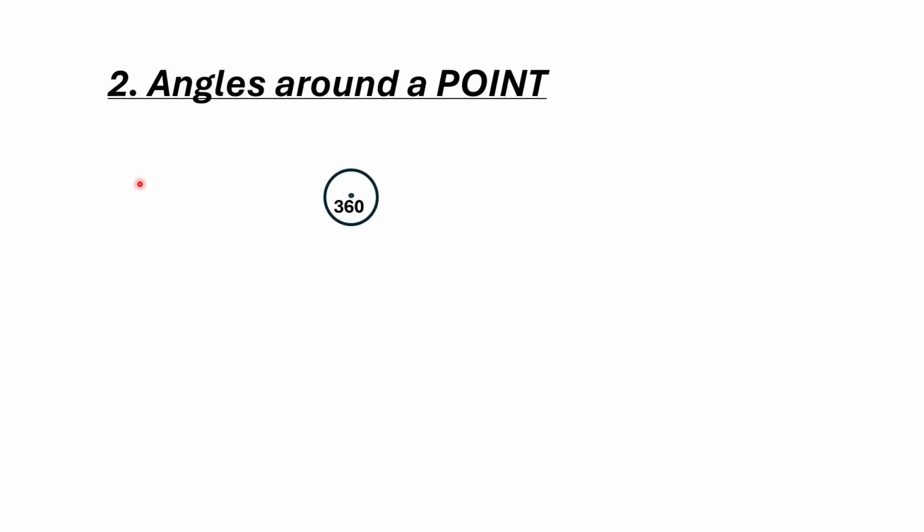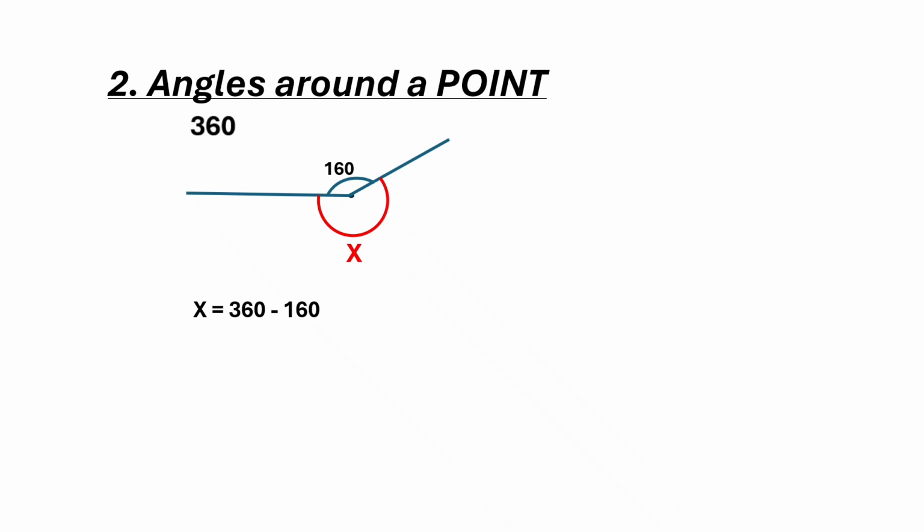Now, the question in the exam will look something like this. If you have this angle to be 160, what's x? Since all of it is 360, x is just going to be 360 minus 160, which is 200. Now this is an easy one. Let's just do another one.